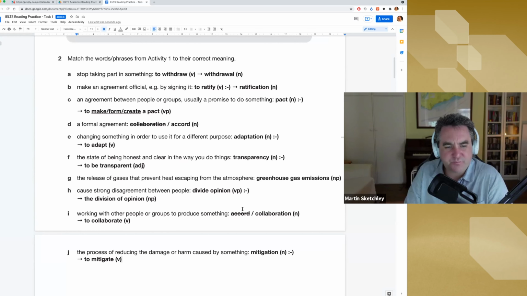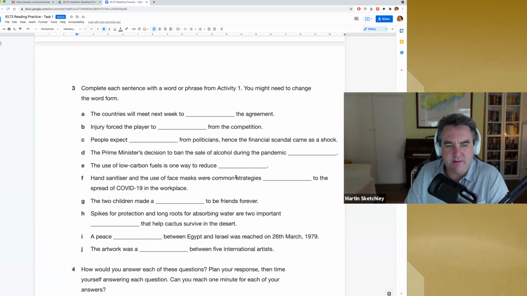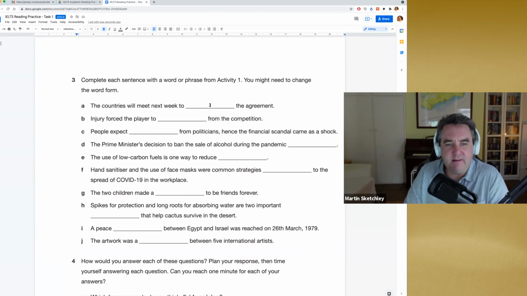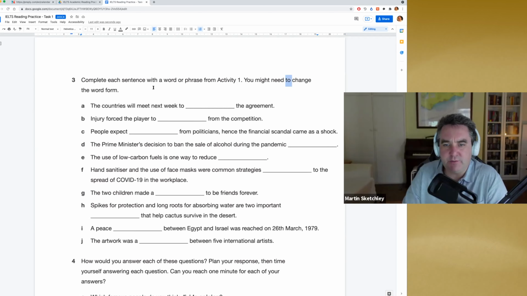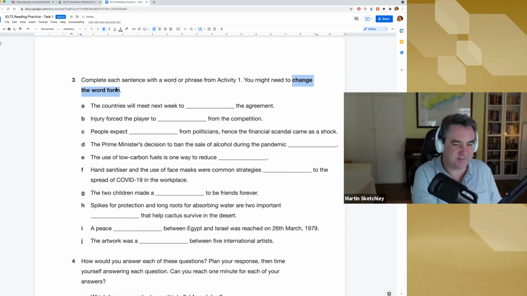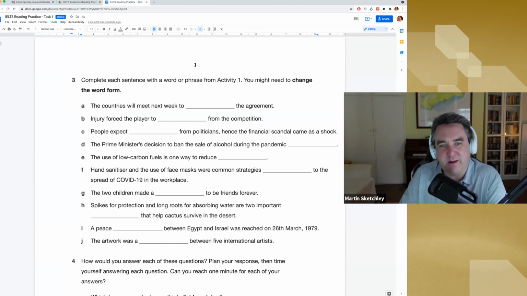Yes, so well done. What I'd like you to do next is if we go down a little bit further, you can see here you need to try and use the correct form in the gap. But you might need to change the word form. So if it's a noun, you might need to change it into an adjective or a verb or that sort of thing, okay? So if that's all right, Natalia, I'll leave you to carry on. You can access this again, and then we'll check our answers once you're done, okay? Okay. All right.